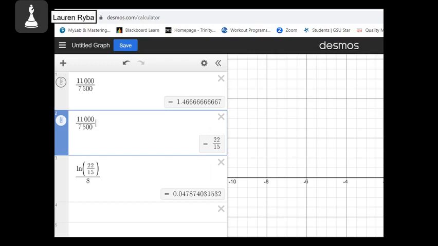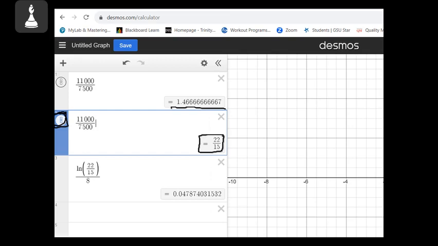When I first went to do that 11,000 divided by 7,500, it gave me this long decimal here. And I know that with these problems, if I start with a rounded decimal too soon, it's going to make the answer incorrect at the end. So in Desmos, there's this little button on the side here that, if you're getting a decimal, you can click and it will give you the reduced fraction form. So that's how I got that 22 over 15.